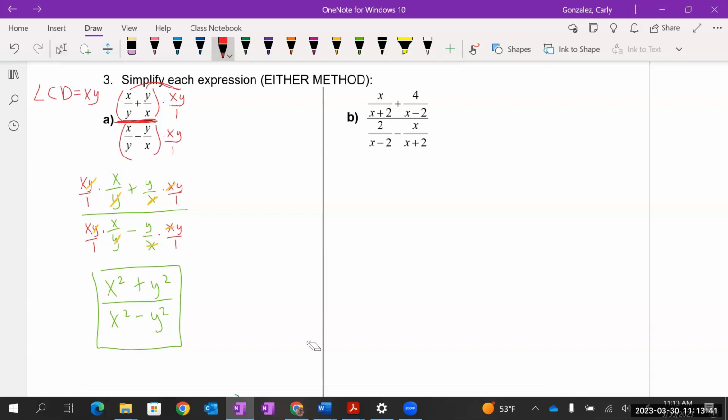So first I'm going to do the method of just clearing the fractions. I need to find the common denominator for all four of those fractions. And in this case, we need an x plus 2 and we need an x minus 2.